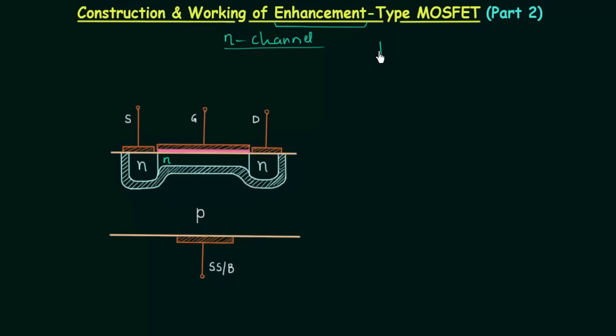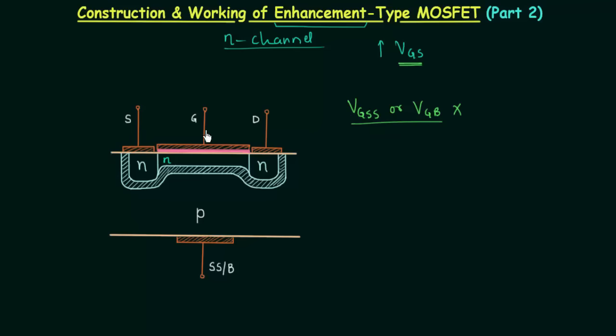Now we can summarize it as, on increasing voltage VGS, you can see one thing, I am representing gate to body or gate to substrate voltage as VGS. I am not using representations like VGSS or VGB. I am not using these representations.